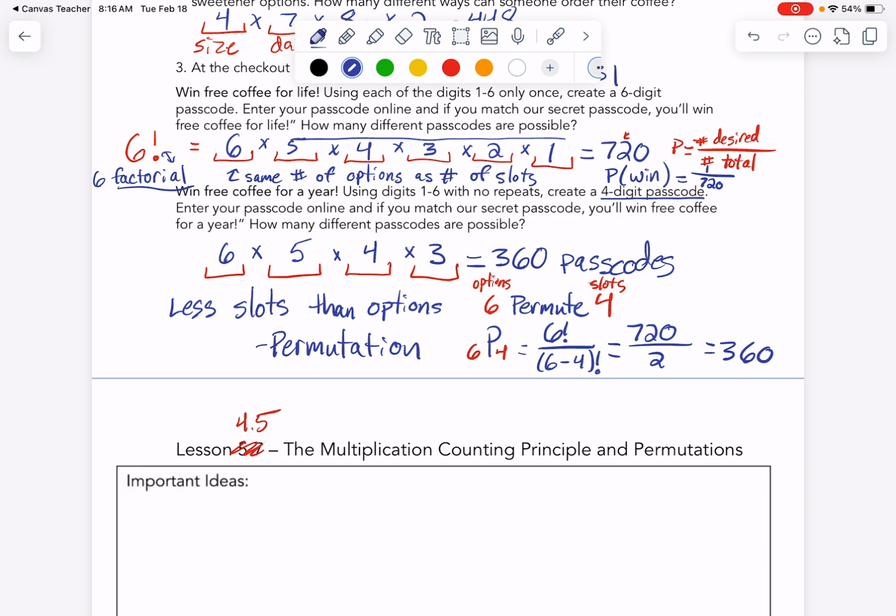The probability of a win here is still 1 over 360, 1 over the total number of possible options that we have. And I guess the last thing to leave off on here is that symbolic notation. We usually write it out as nPr, and that's not National Public Radio. We say n is the number of options, and r is the number of slots.